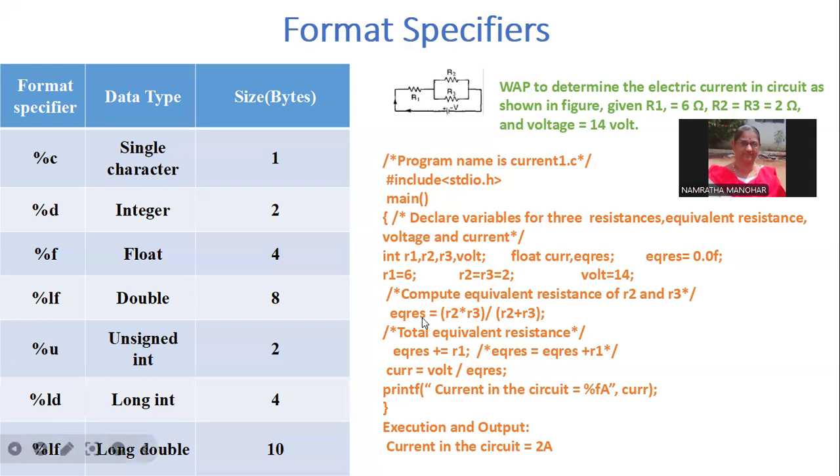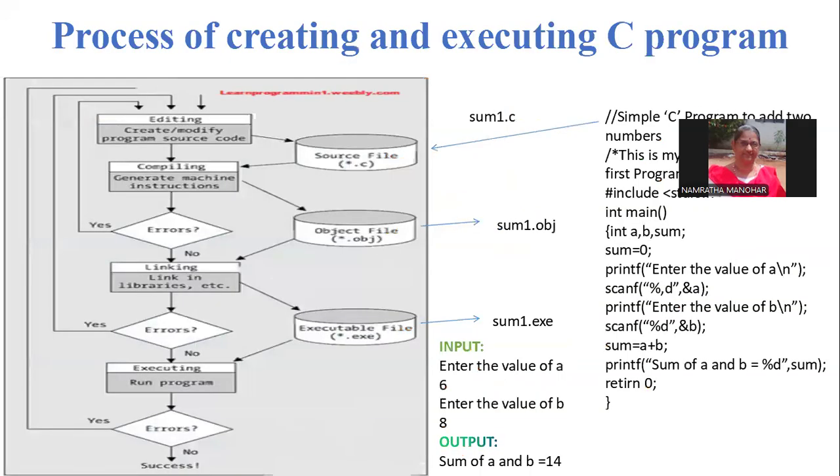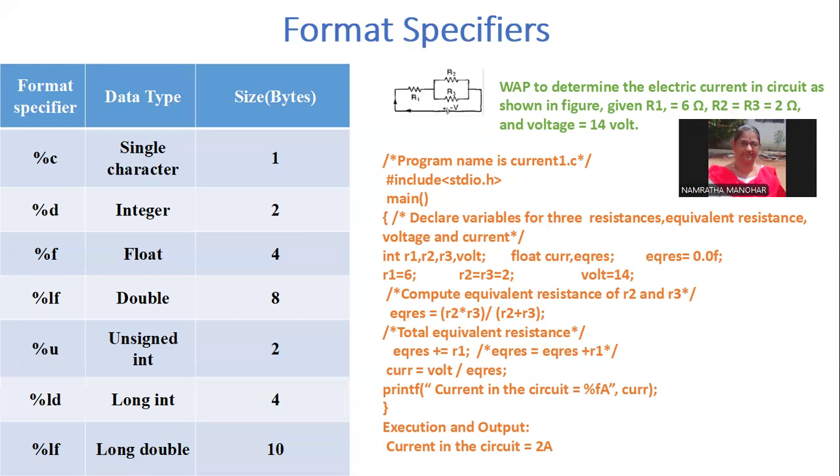Now, what I'm going to do subsequently is compute the equivalent resistance of R2 and R3. So, EQRES is equal to R2 into R3 divided by R2 plus R3. This is the formula we should use when 2 resistors are in parallel. Now, after computing the equivalent resistance of R2 and R3, I have to add it to R1 to get the total resistance. So what is the total resistance? EQRES is equal to EQRES plus R1.